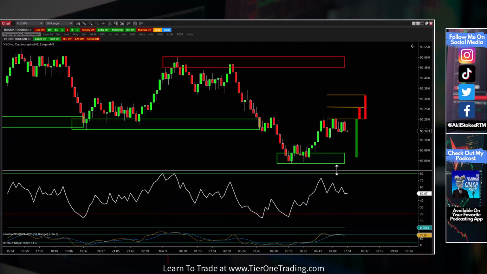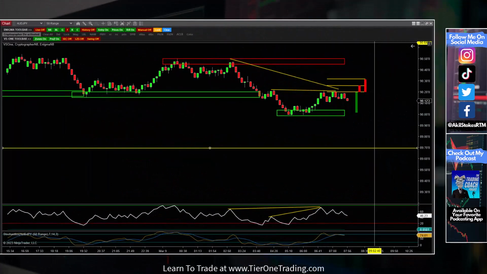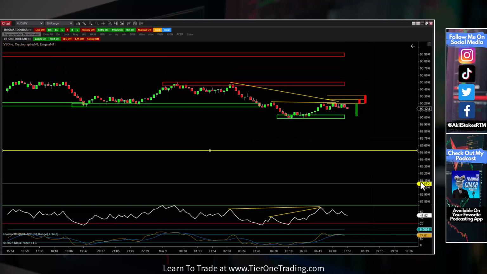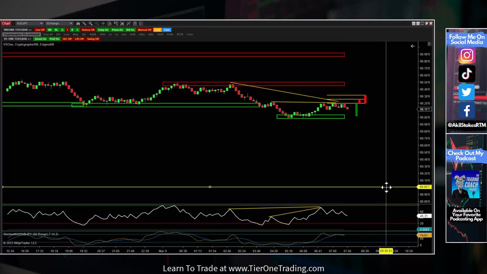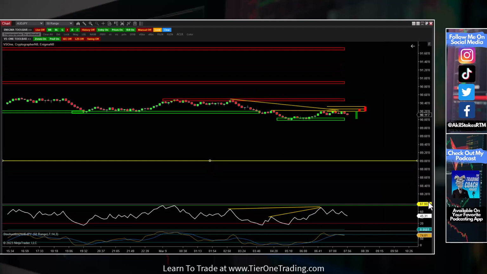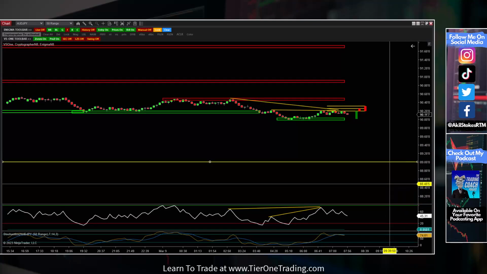Let's take a look at this bad boy right here. Yep. We're shooting for targets all the way down at 89. 89 evens. Down to 88 fives. Right? This is a long way.